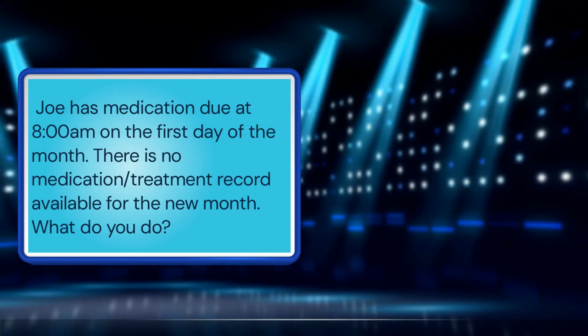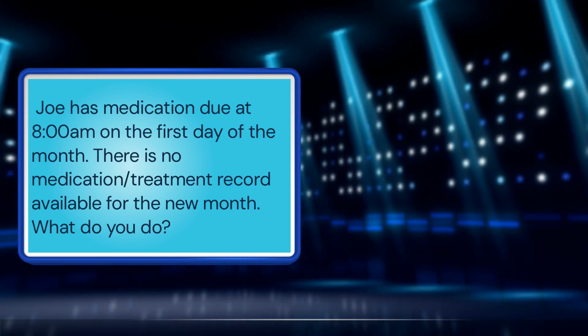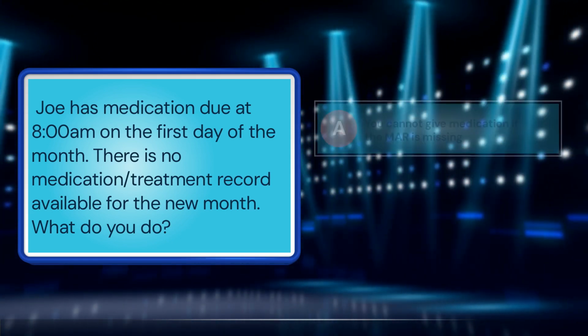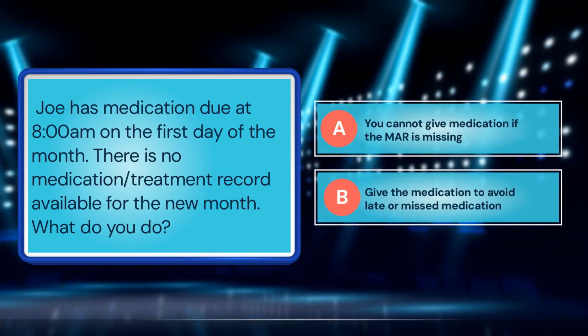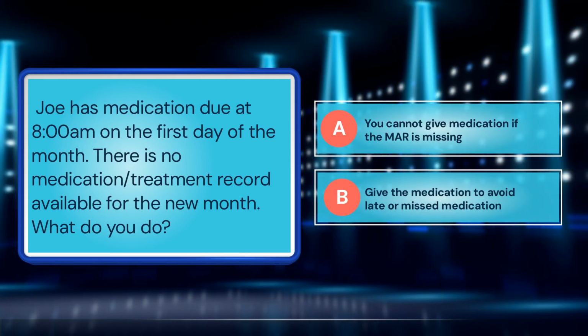Question number 1. Joe has medication due at 8 a.m. on the first day of the month. There is no medication or treatment record available for the new month. What would you do?